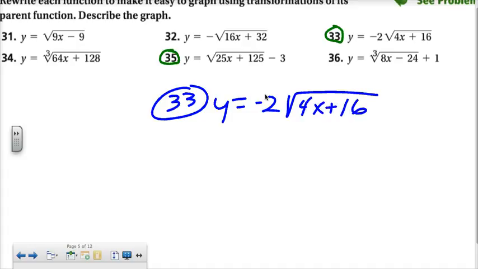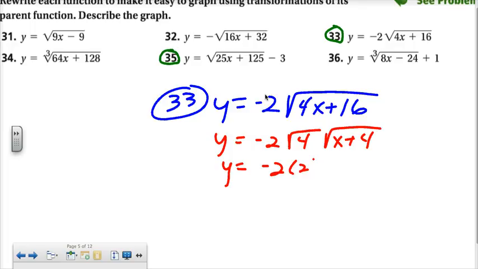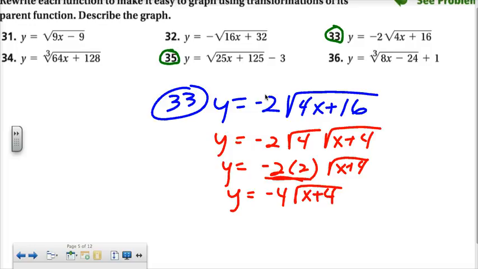And again, thinking, hey, this is a square root, but I need square root of x immediately, no coefficient in front of it other than 1. So what I have to do is factor out a square root of 4. And then I know what the square root of 4 is. It's 2. And in algebra, when things are sitting right next to each other, that is going to be multiplication. So there is my end product, and now all I have to do is describe how I would graph that.